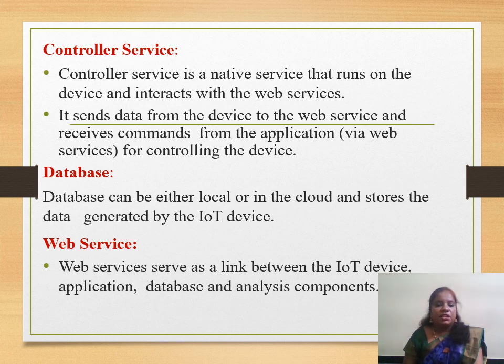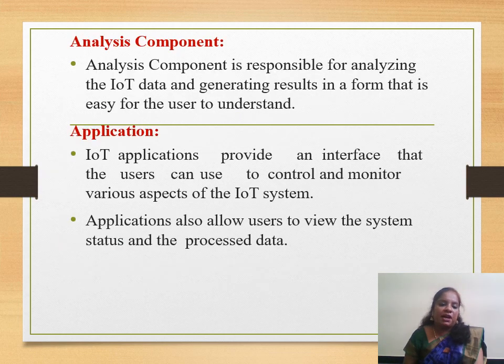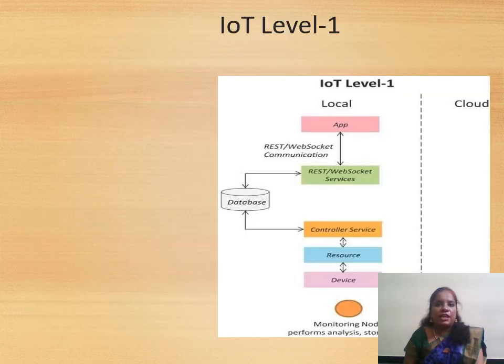Next is the web service, which acts as a link between the IoT device, application, database and the analysis components. The next part of an IoT system is the analysis component, which is responsible for analyzing the IoT data and generating results in a form that is easy for the user to understand. The last layer of any IoT system is the application, which provides an interface that users can use to control and monitor various aspects of the IoT system. Applications also allow users to view the system status and the processed data. So having known that, let us get into the levels of devices.